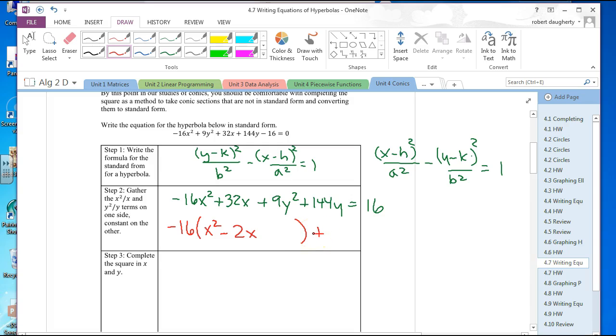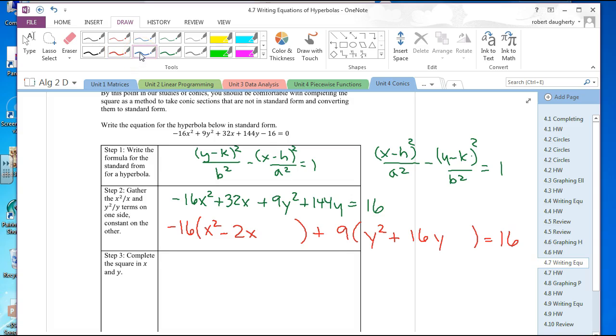Now what has to be factored out of the next one? So a 9. So it's going to be 9y squared. What do I multiply 9 by to get a 144? 16. So 16y. Okay. So I haven't completed the square yet. I've just got it in the situation now where I can complete the square.